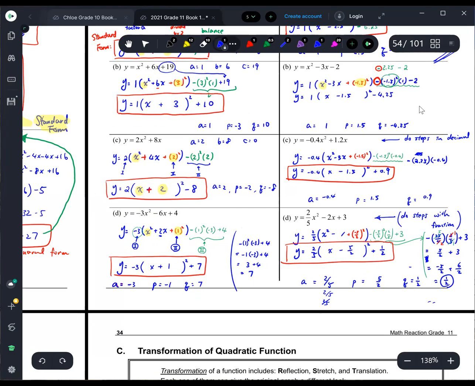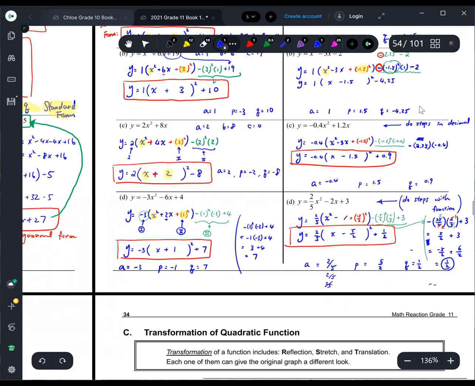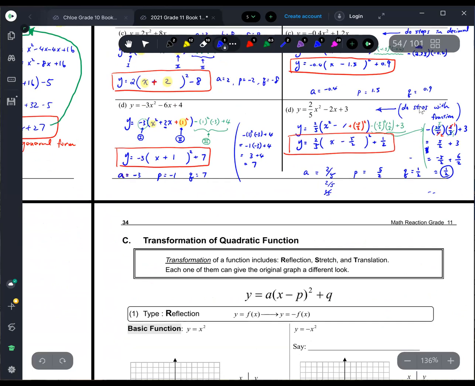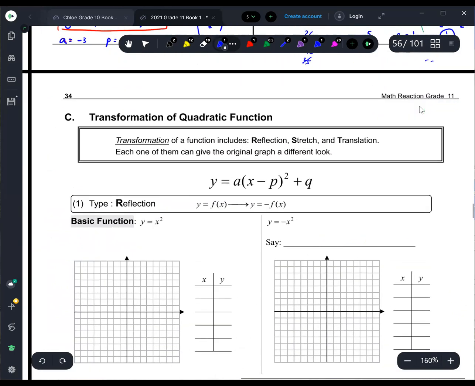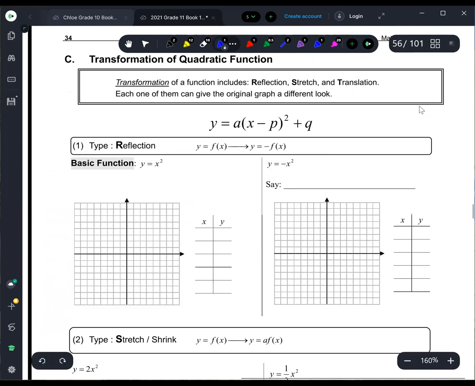So before the break, we just practiced how to find APQ. Hopefully now you can find APQ 99% of the time correctly, right? Because next part, we're gonna talk about how APQ affects your graph. It will totally change your graph if you have a different value of APQ.